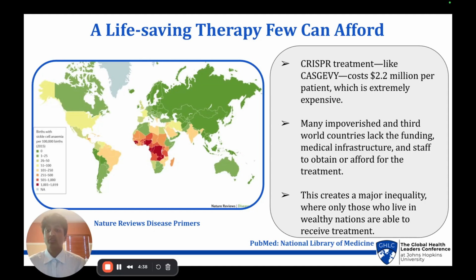And this image to our left essentially shows births with sickle cell anemia per 100,000 births. And we can effectively see here that many people in the sub-Saharan parts of Africa are born with the sickle cell trait and will later be affected by it. And you can also see areas in India and the Mediterranean have been affected as well, in the Middle East.